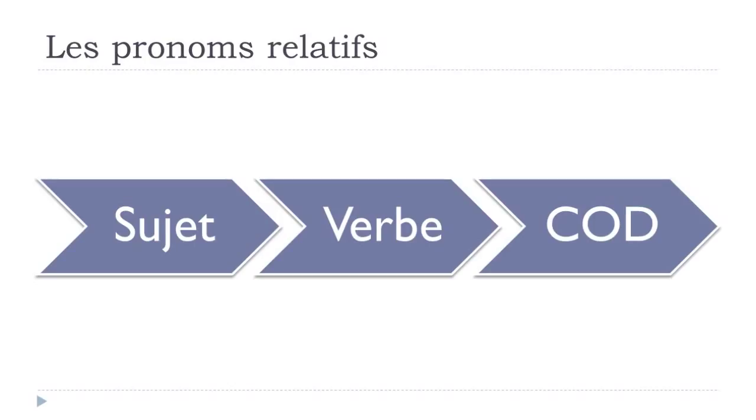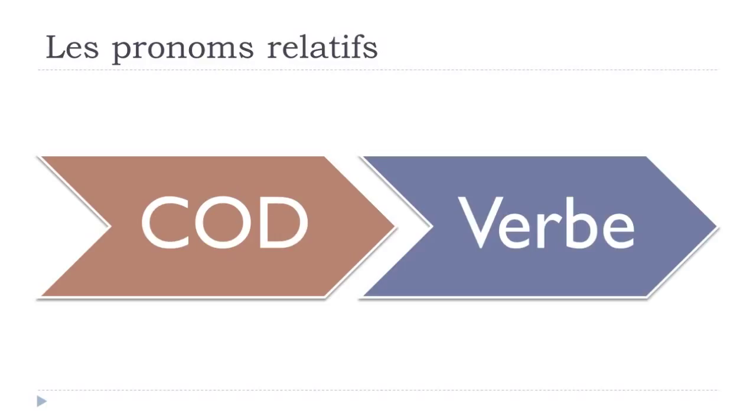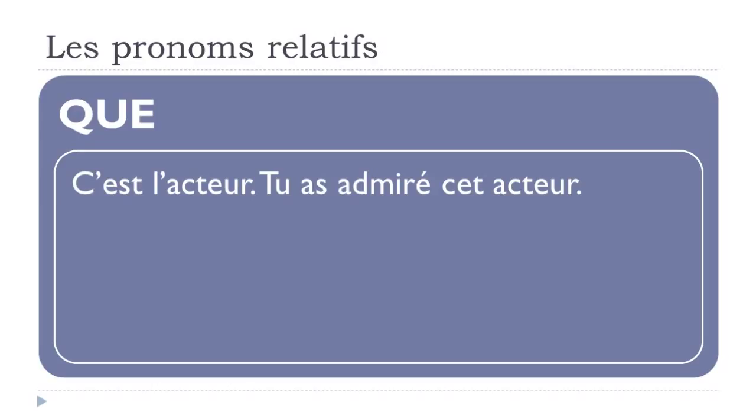Okay? But then when we've got this special structure with first le pronom relatif COD, so what we just saw, this que, before the verb, the rule will be that you will have to put the feminine or the plural or the feminine plural at the end of your participe passé. So let's have a look first, and it will be quite easy because it is here. Have a look, c'est l'acteur, tu as admiré cet acteur.